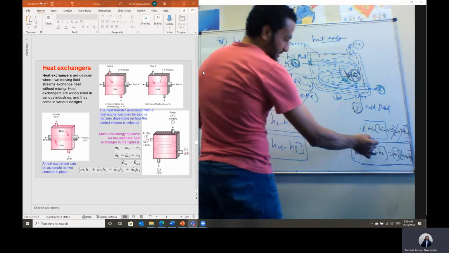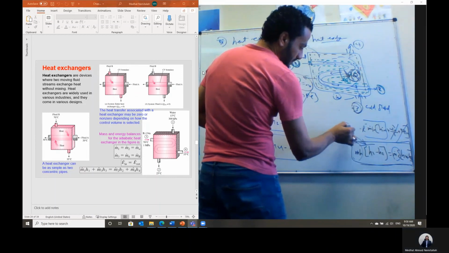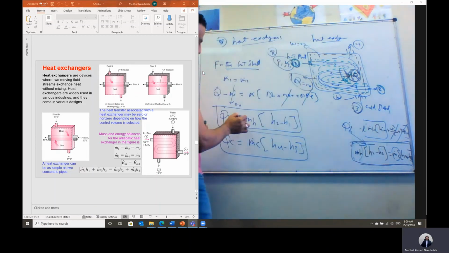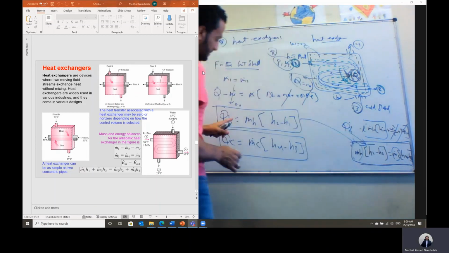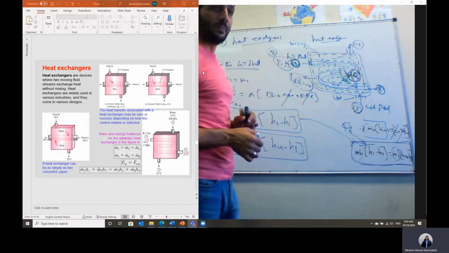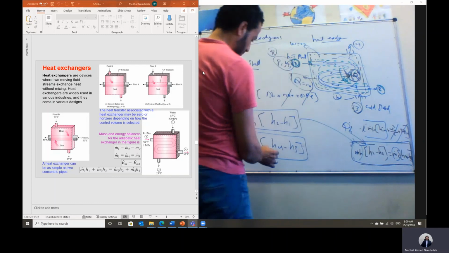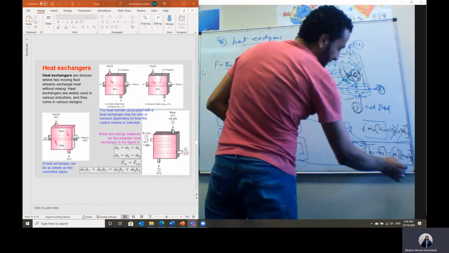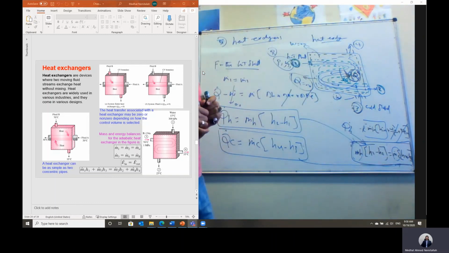And what do we call this? This is Q dot hot, which is this one, m dot hot multiplied by delta H. And this is Q dot cold. It will be the right hand side term of the equations that we have developed.